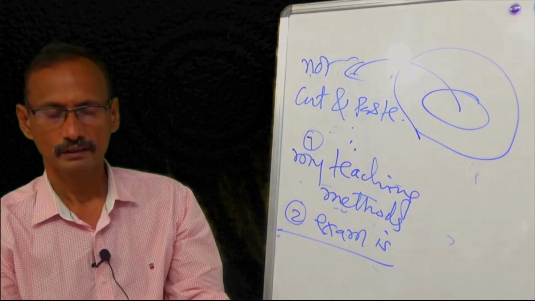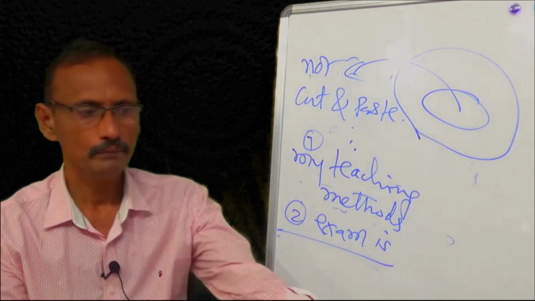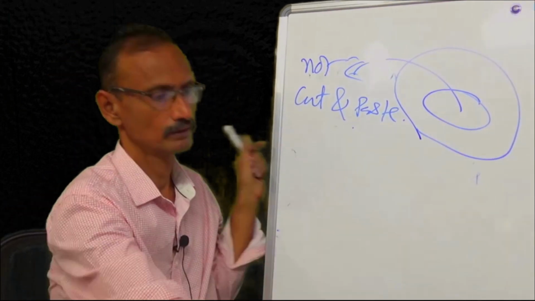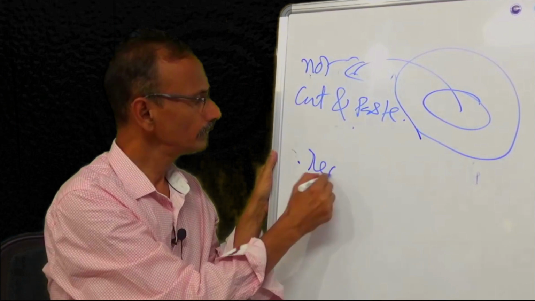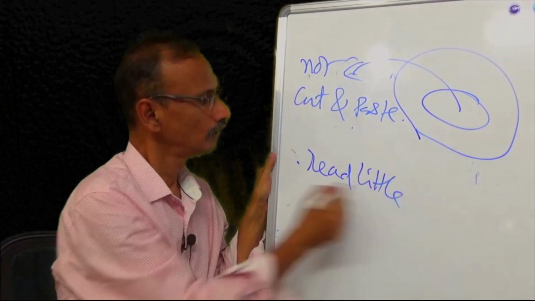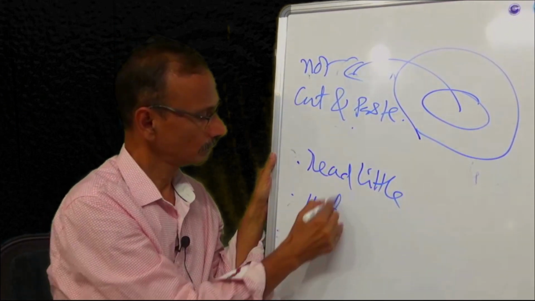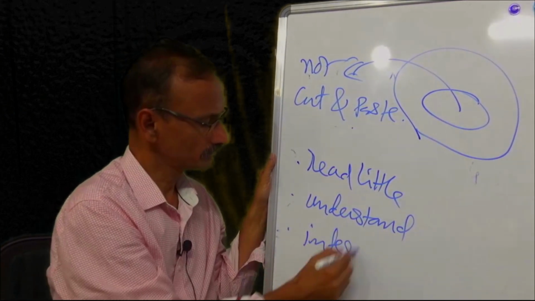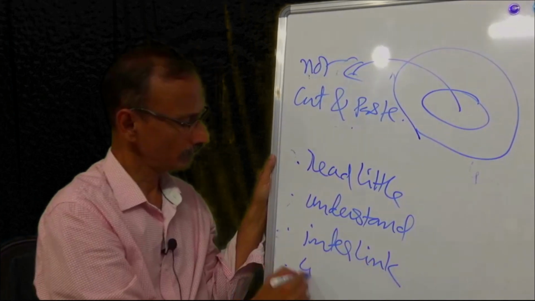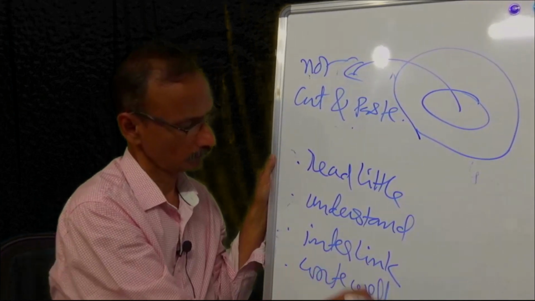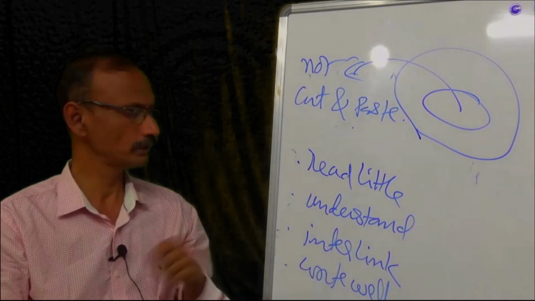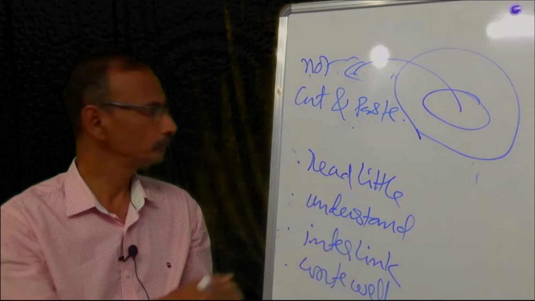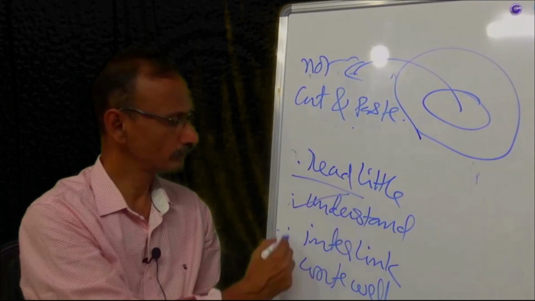Whereas my method is different. My method is: read little, but understand, and interlink topics and write well. This is my method. In this method, you actually read little, but you have to understand, you have to interlink and write well.